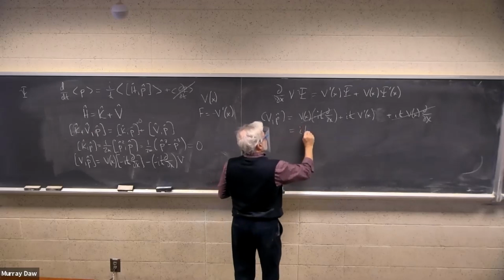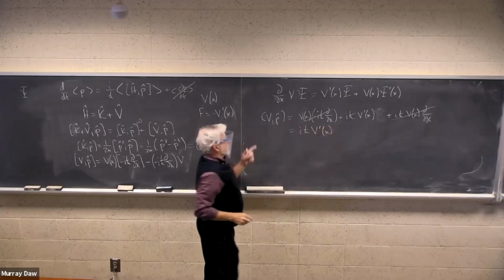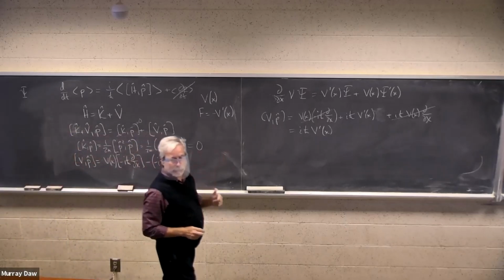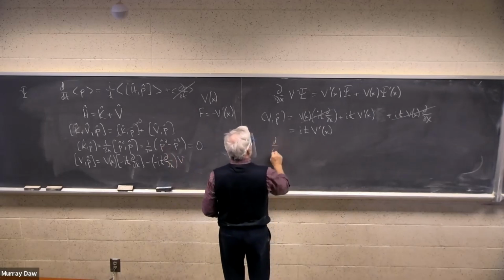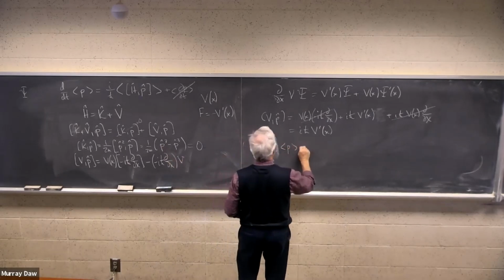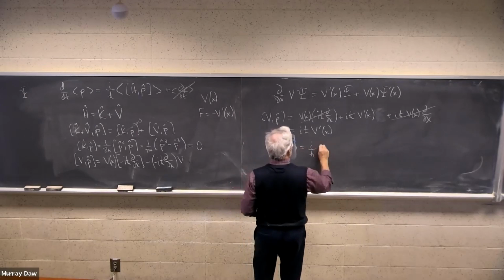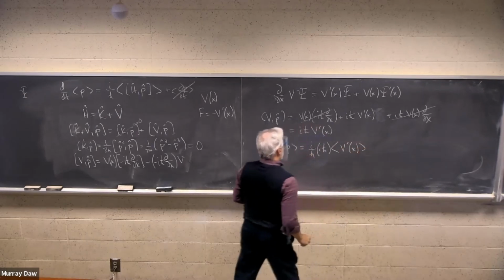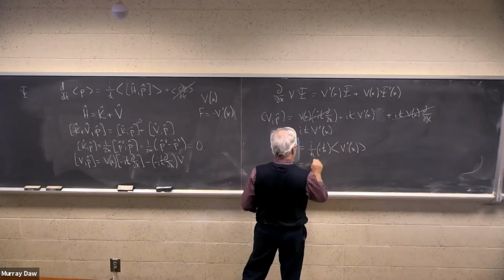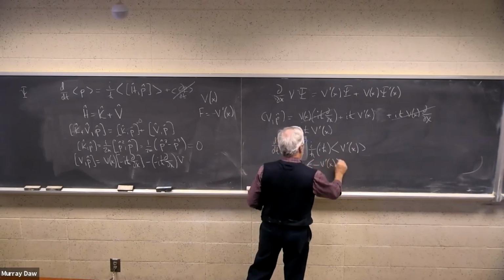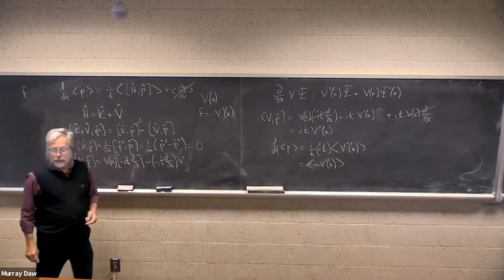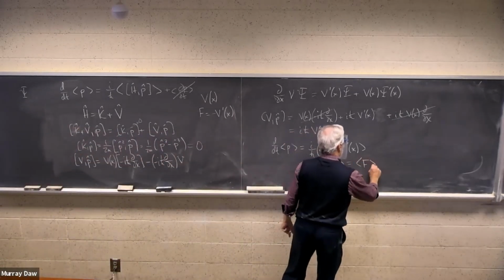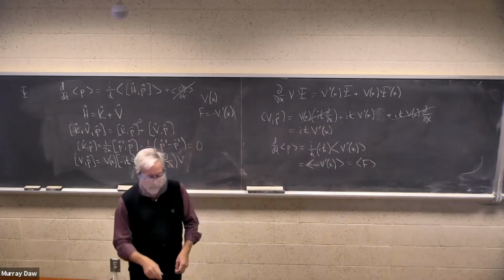So the commutator of the potential energy with P is the derivative of V. So d by dt of the expectation value, the ensemble average, is i over h bar times i h bar and the average V prime, which is the average of negative of F, which is the average force. This is true for any state and any potential.